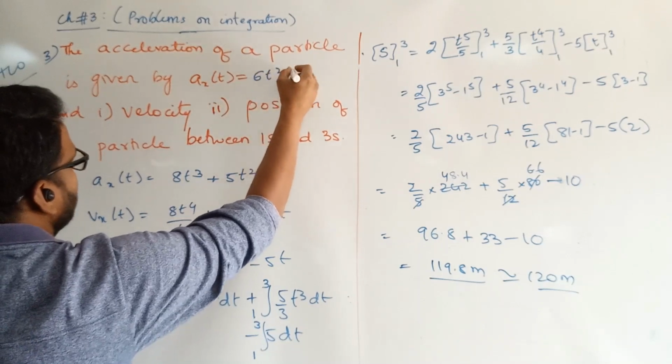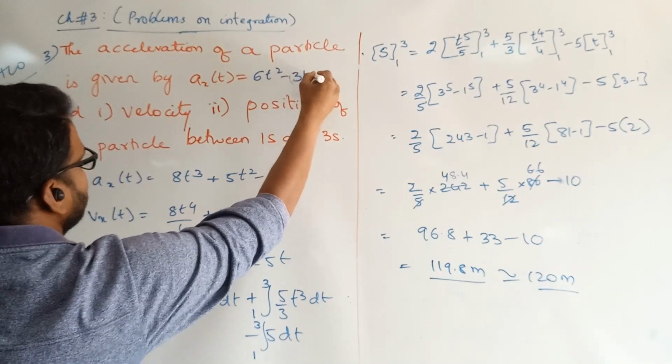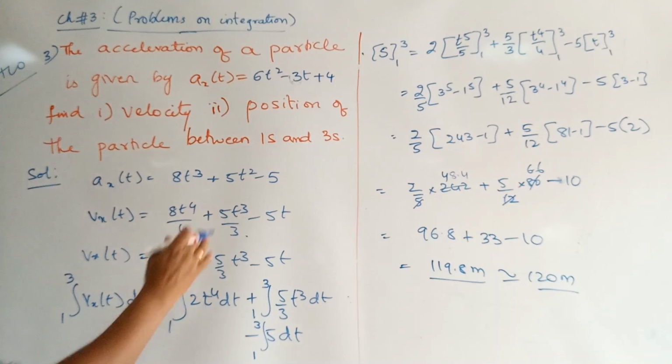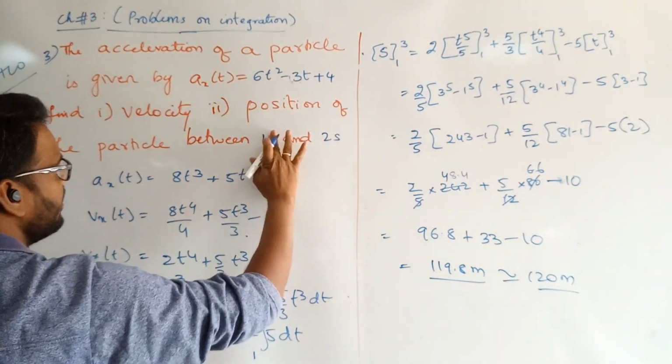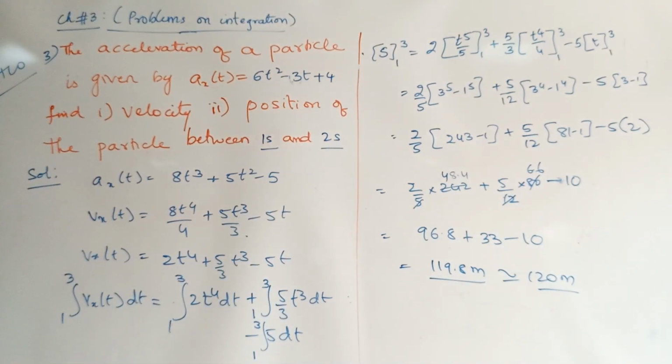6t square minus 3t plus 4. If this is the equation, find the same thing in terms of 1 second and 2 seconds. In between 1 and 2 seconds, what is the position? This is only a practice problem. Similar steps you can follow, so that you will get sufficient practice to solve this.